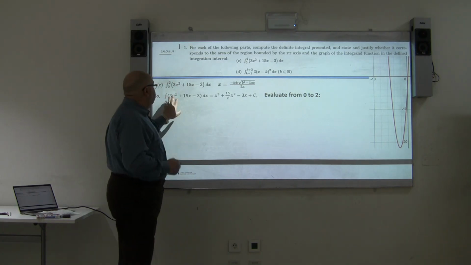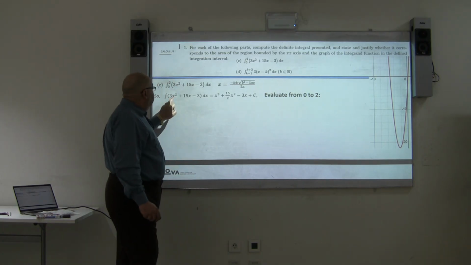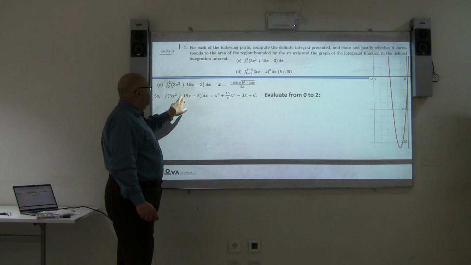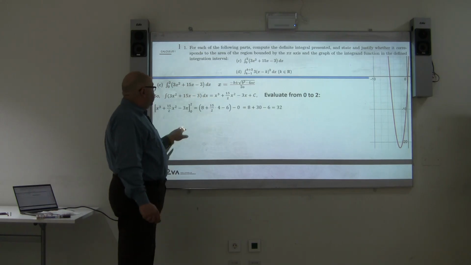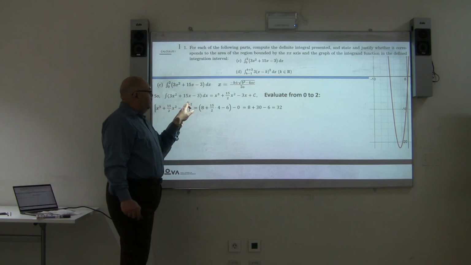So once more, I will integrate, which is really simple. It's going to be x to the power of 3, plus 15x squared over 2, minus 3x. And then I will start substituting, replacing every x by 2, minus replacing every x by 0.